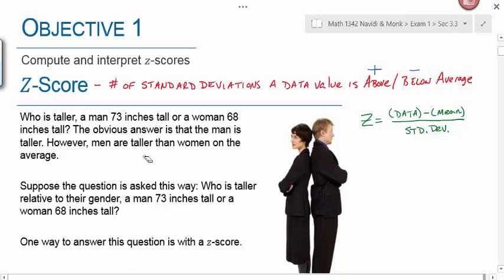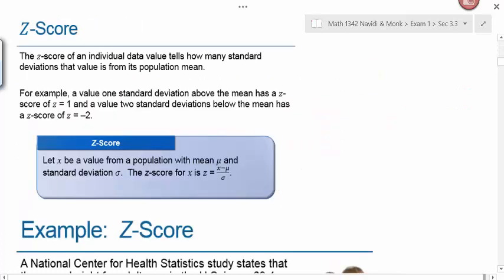The first question just asks for raw observation. Clearly the man's going to be taller than the woman. The next question asks who's taller among their gender. Is a 6'1" man going to be taller among men than a 5'8" woman among women? In order to answer this second question, we have to calculate z-scores. And like I said, the z-score is just a number that represents how many standard deviations a particular data value is, either above or below average.